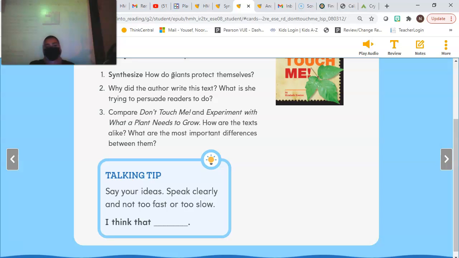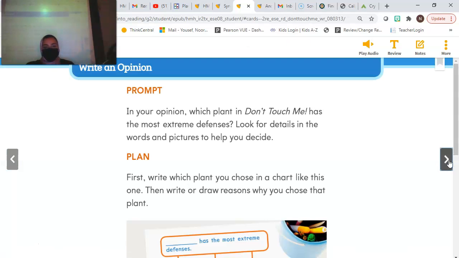And number 3, compare Don't Touch Me and experiment with a plant, what a plant needs to grow. How are the stories alike, and what are the most important differences between them? So you need to go back to the other story, what a plant needs to grow, and you're going to compare the stories together. That's all you're doing today for HMH.